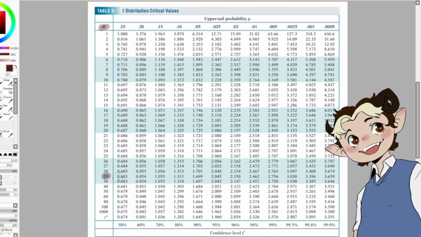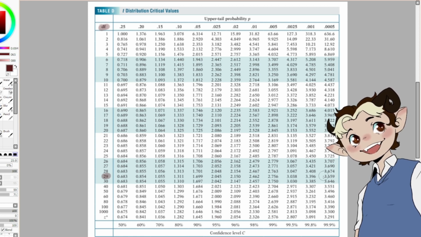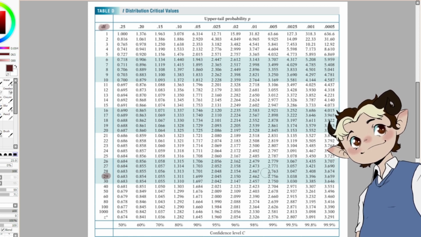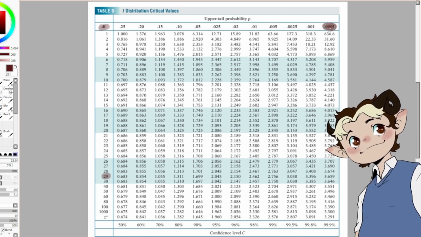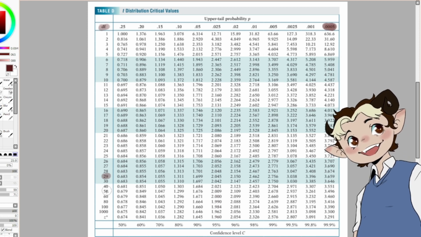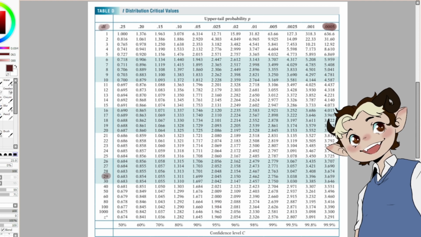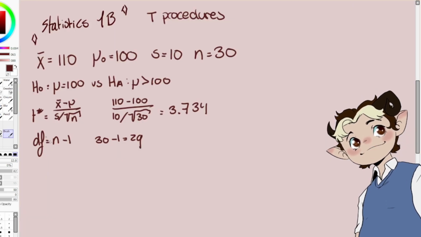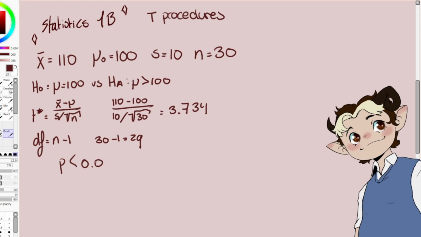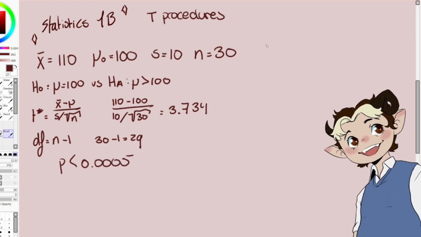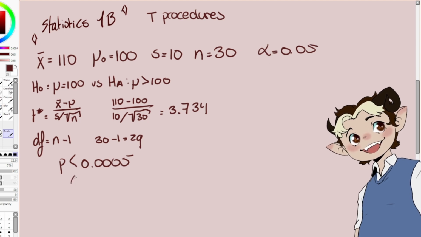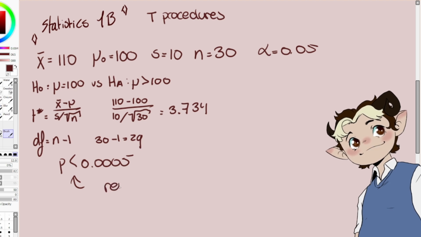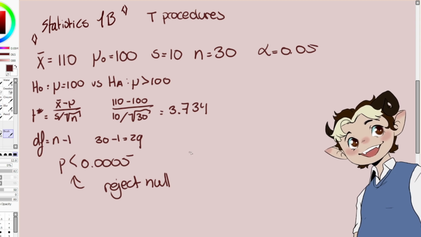So it's over here. And now you're just going to look to see if that 3 point something something is in here. As we can see, the highest number is over here, right there. So 0.0005, our result was even smaller. So our P is smaller than 0.0005. If we're going to assume the alpha level of 0.05, which is usually the case, this is way smaller. So we're going to reject the null. And that's it. That's literally all you do.